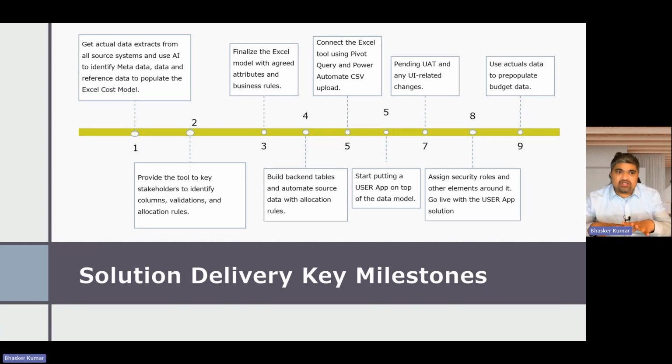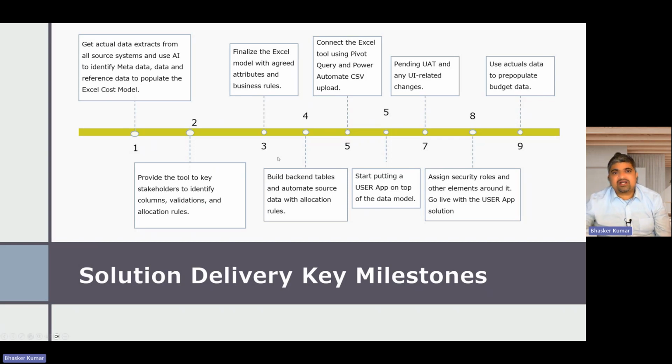And then once the cost model is populated, we take this tool and go to the key stakeholders, like controllers, and give them this tool and say, have a look at it. Do you need some more attributes? Do you think there are too many attributes? Some more validation rules, like this assessment.